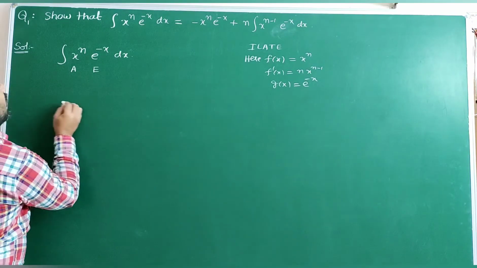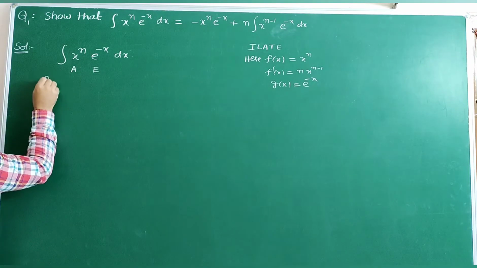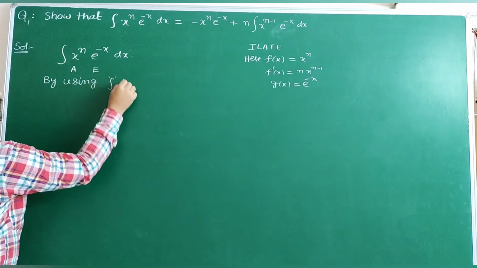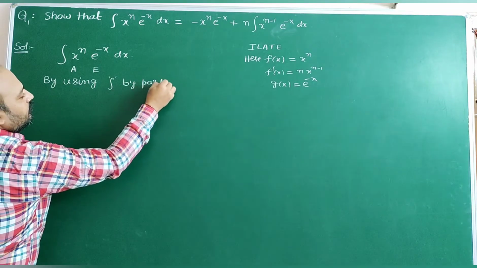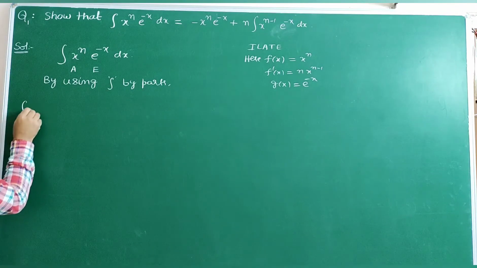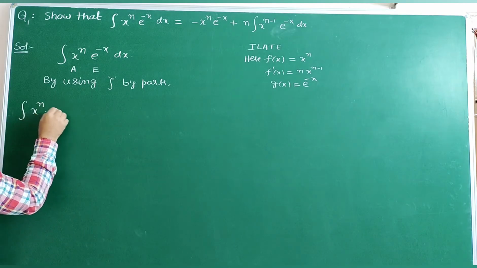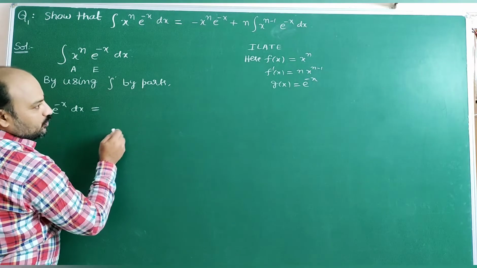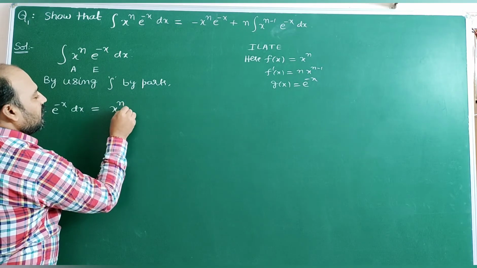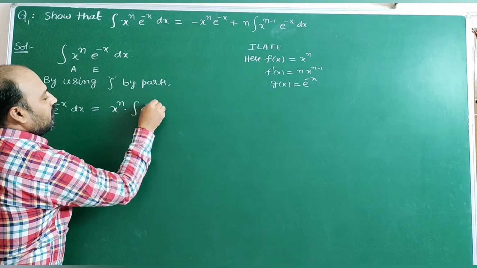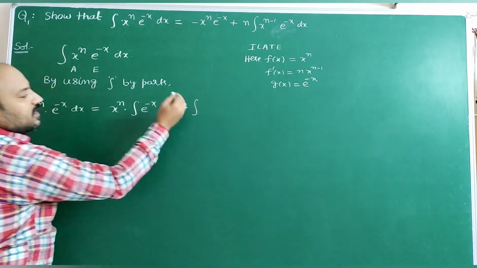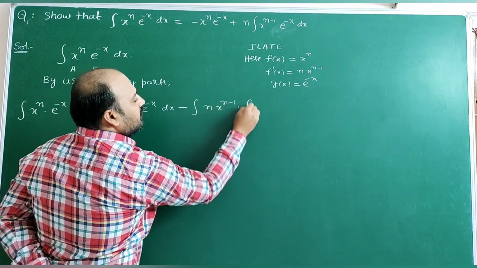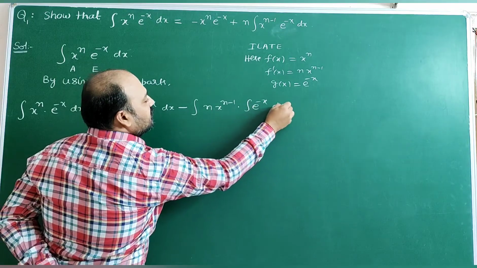By using integration by parts, integral x power n into e power minus x dx is equal to f of x into, what is f of x here? x power n, integral g of x, integral e power minus x dx minus integral f dash of x, n into x power n minus 1, integral g of x, integral e power minus x dx whole dx.